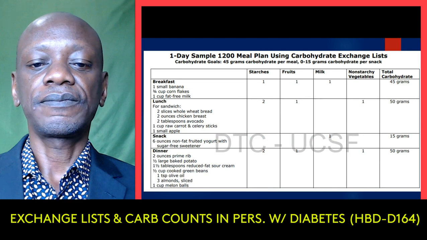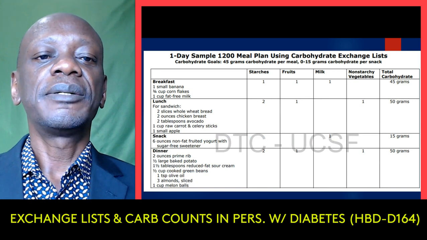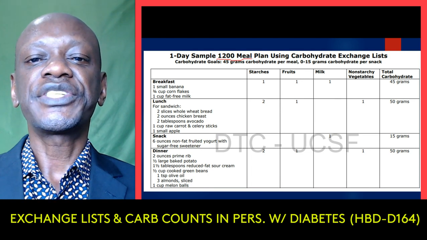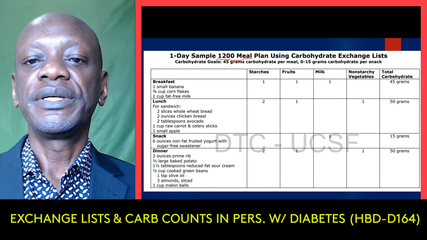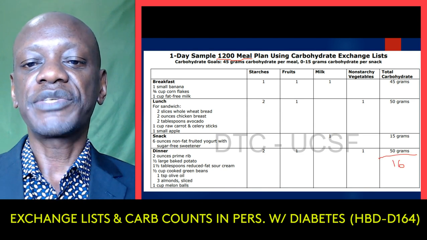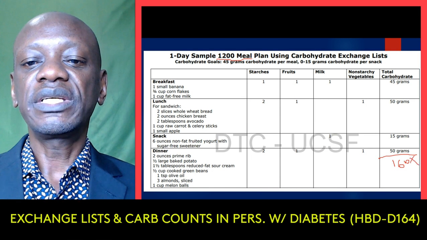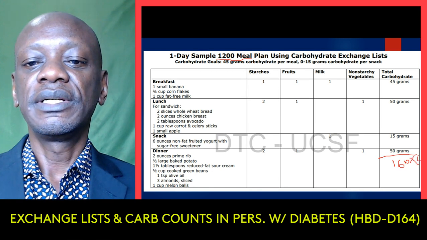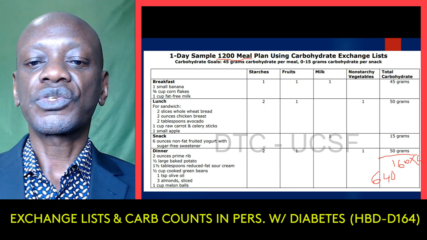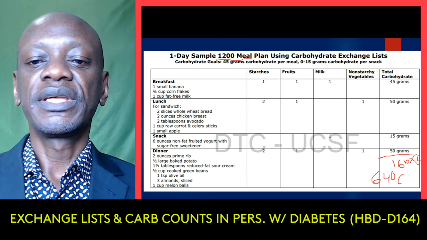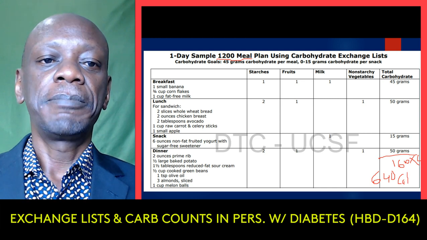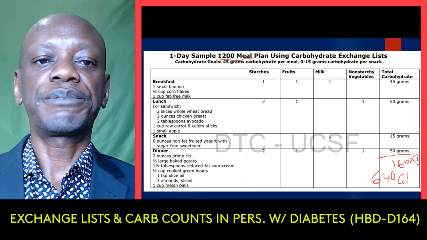So let's look at an example of a meal. This is a 1200-calorie meal plan using carbohydrate exchanges. Now, if you look here, total carbohydrates are coming to about 160 grams per day. And you said 1 gram of carb has 4 calories. That means this is 640 calories in total. So the question is, where are the other calories? The other calories are coming from proteins and fats. But here we're just going to look at the carbohydrates alone.